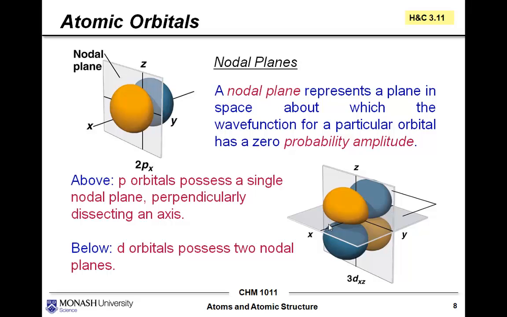And just revising the nodal planes that we saw with both p and d atomic orbitals. A nodal plane represents a plane about which the wave function for a particular orbital has zero probability amplitude. So in the p orbital case, we can see that there is one nodal plane, and in the d orbital we can see that there are two nodal planes.